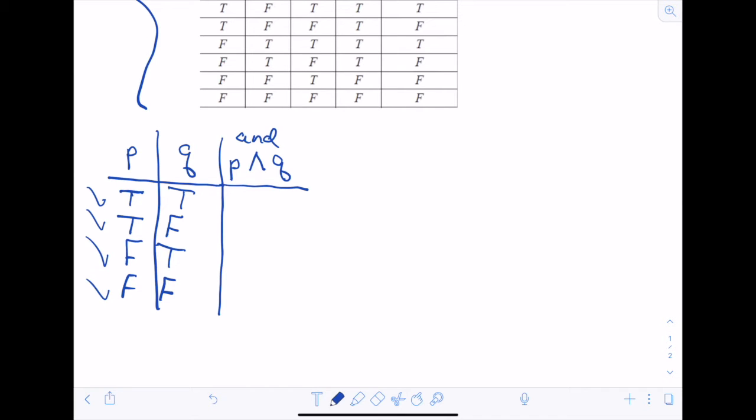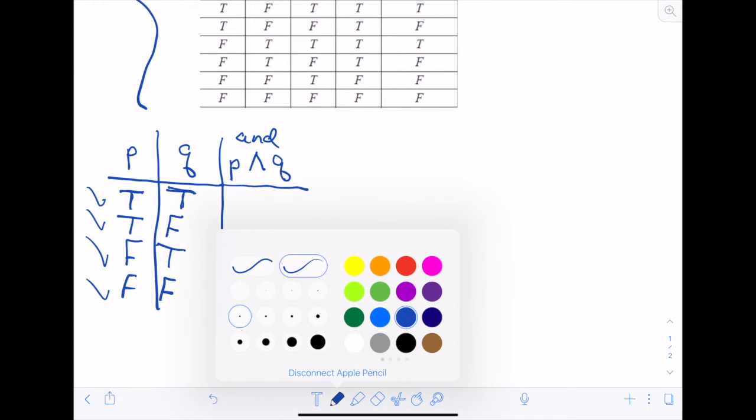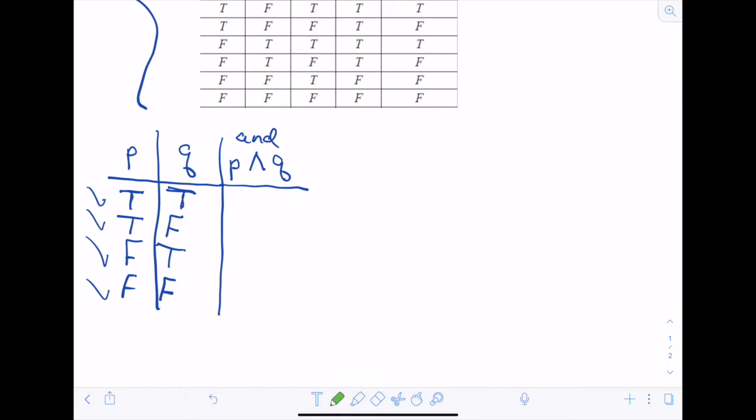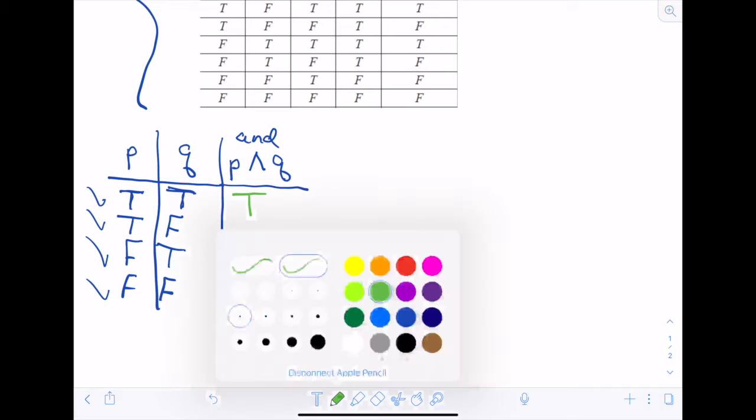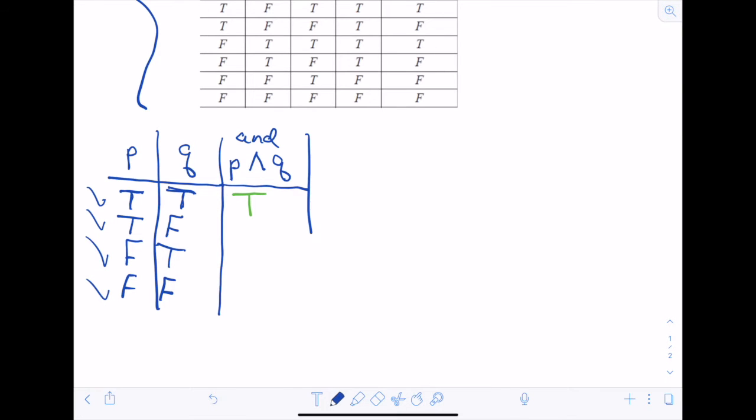So if you have P true and you have Q true, let me see if I can put that in another color. I don't know if that makes it better or not, but we'll try it. So if they are both true, you have a true if it's an and. Now let's think about the situation where it's an or. So let's go this way. Or. P or Q, that was the right way around, V.